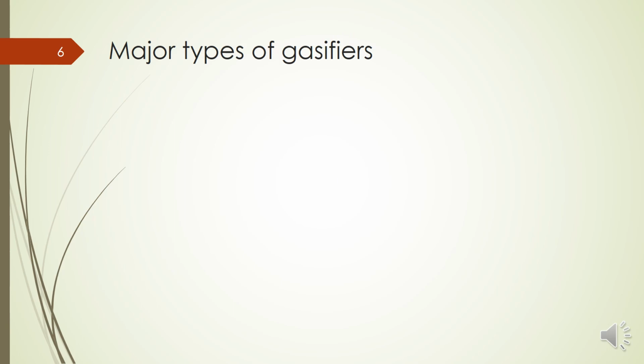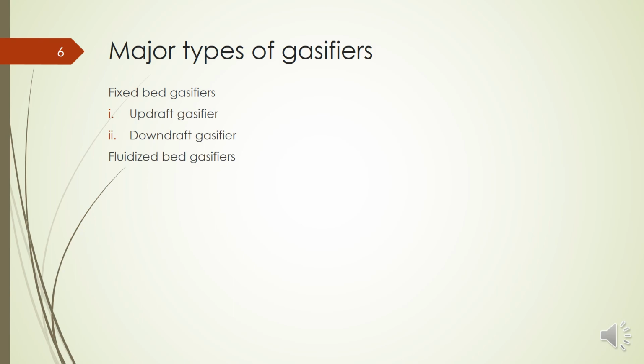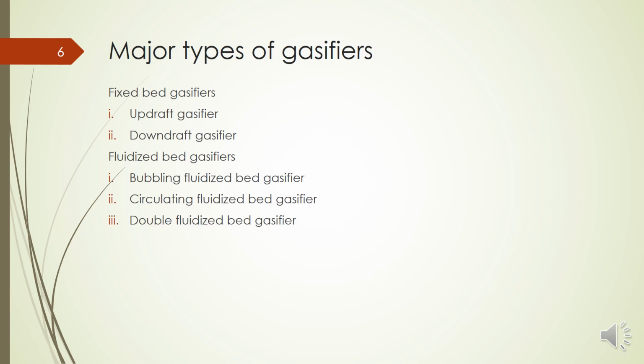And what are the different types of gasifier? We have fixed bed gasifiers where the bed is stationary. Mainly we have updraft gasifier and downdraft gasifier. Then we have fluidized bed gasifiers. In that mainly we have bubbling fluidized bed and circulating fluidized bed, and we will have a double fluidized bed also, but mainly we have only discussed these two, that is bubbling fluidized bed gasifier and circulating fluidized bed gasifier.